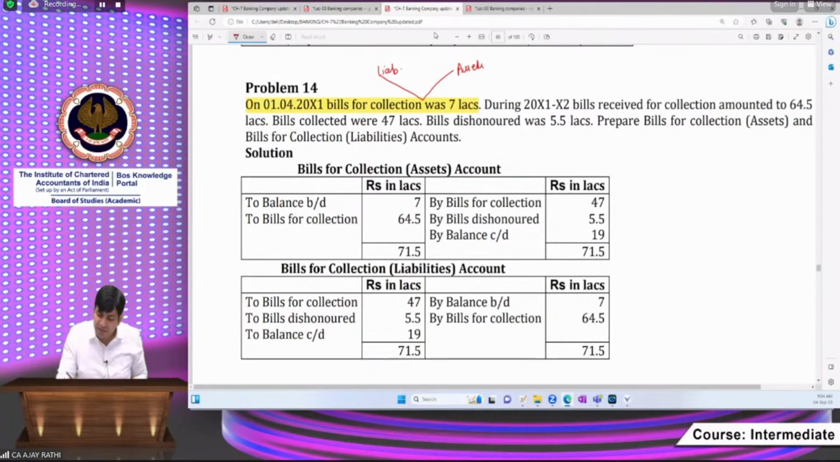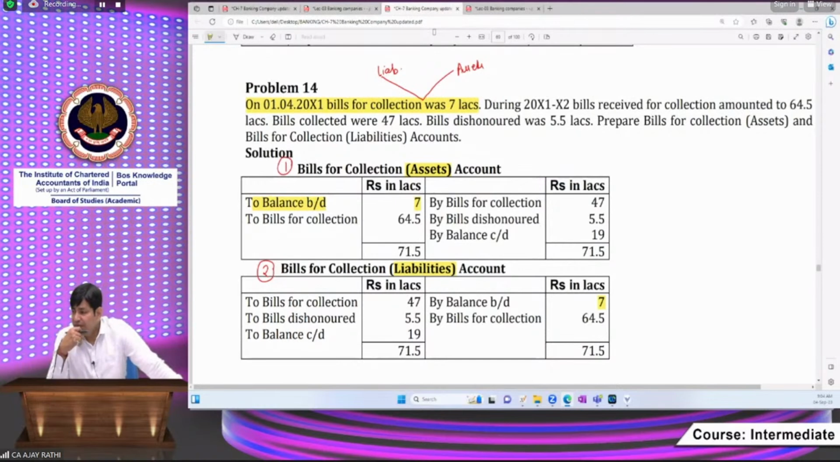So can we say this is number 1 and this is number 2, assets account and liabilities account? Yes, we are having the opening balance there. In the case of assets, there would be a debit balance, so we have a balance brought down of 7 lakh rupees. So easy it is. And correspondingly, liability balances are also there. So these are the bills for collection liability account, and the balance was the same.